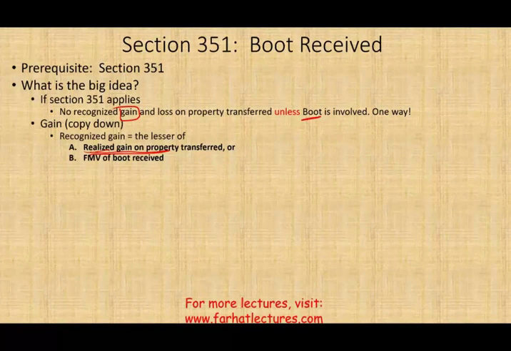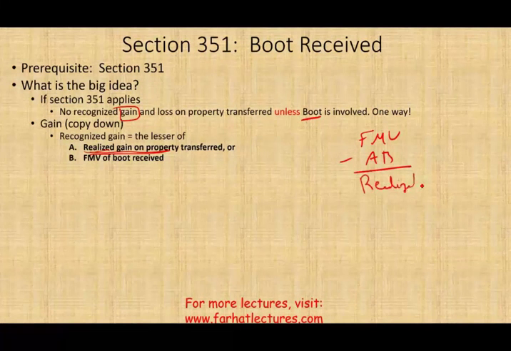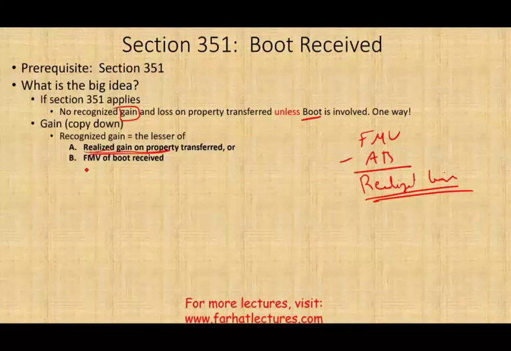When you contribute a property, you look at your fair market value minus the adjusted basis. And that's going to be the realized gain. Actually, this is another formula. Hopefully you know how to compute the realized gain. So this is the realized gain, or the fair market value of the property received.